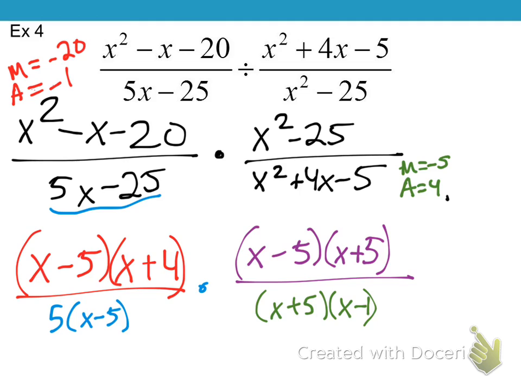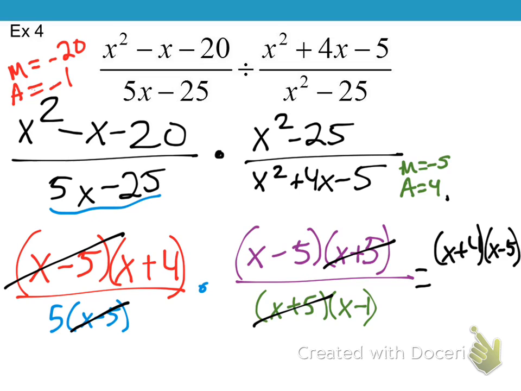All right, start telling me what to cross out. x minus 5, x minus 5, good. x plus 5, x plus 5. And that's it. All right, so in the top, I am going to have x plus 4, x minus 5. In the denominator, I'm going to have 5, x minus 1.